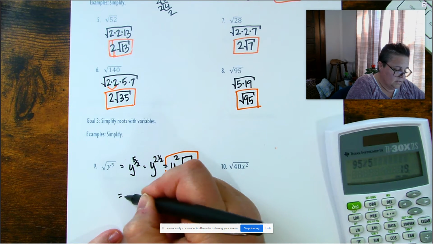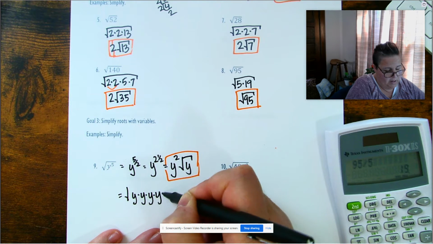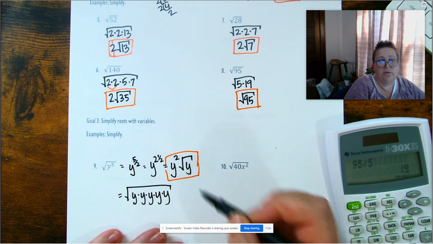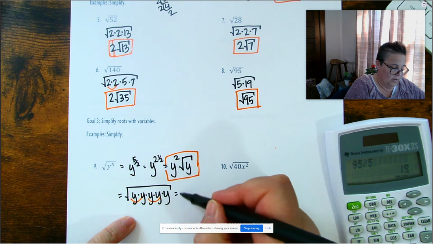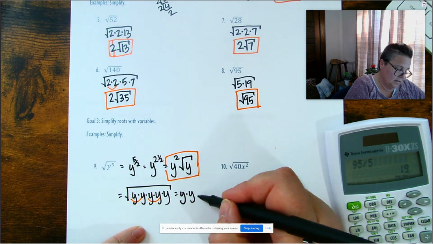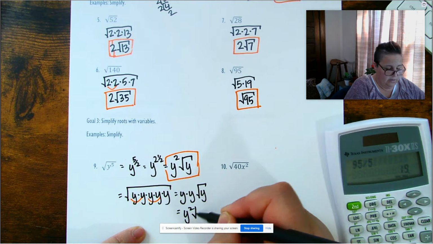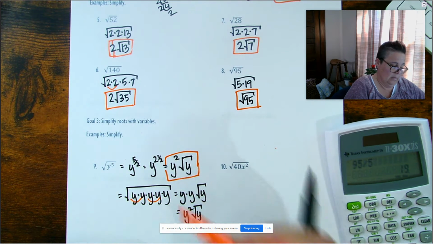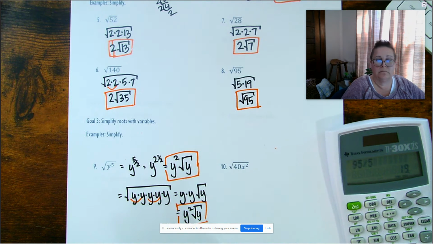The other thing you can do is that this is the square root of y times y times y times y times y. There's your y to the 5th, right? So for every 2, because it's a square root, you can bring 1 out. So I can bring out a y and another y. This one, which does not have a pair, needs to stay underneath the square root. So this is y squared square root y, which is exactly what I had before and works perfectly. Okay.